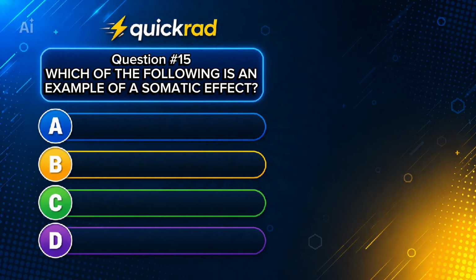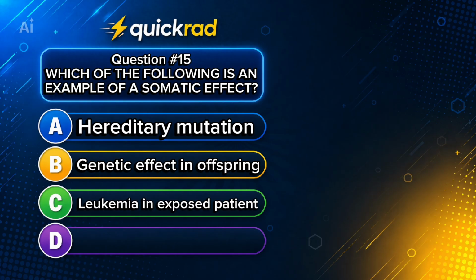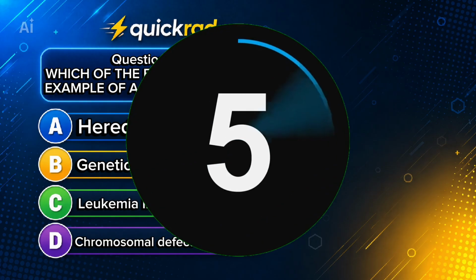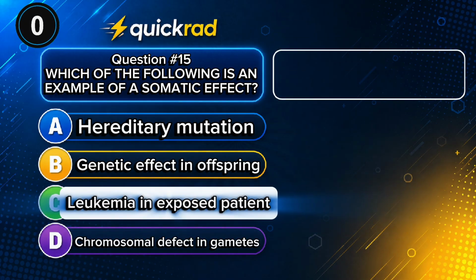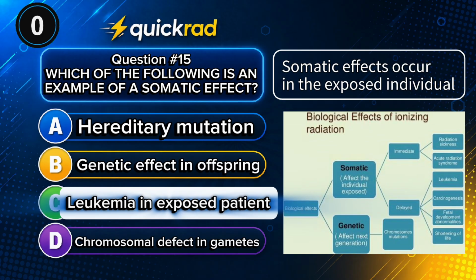Question 15. Which of the following is an example of a somatic effect? Correct answer C. Leukemia in exposed patient. Somatic effects occur in the exposed individual.